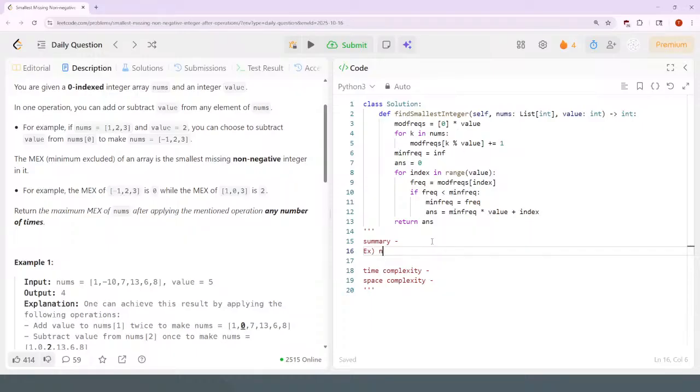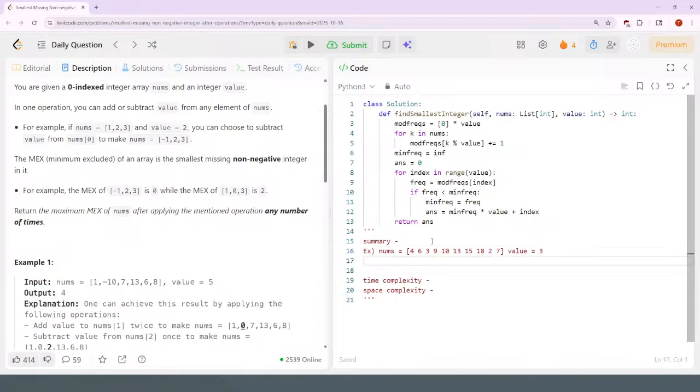If you have, let's say, nums is 4, 6, 3, 9, 10, 13, 15, 18, 2, 7. Okay, so something like this. And let's say the value is 3.